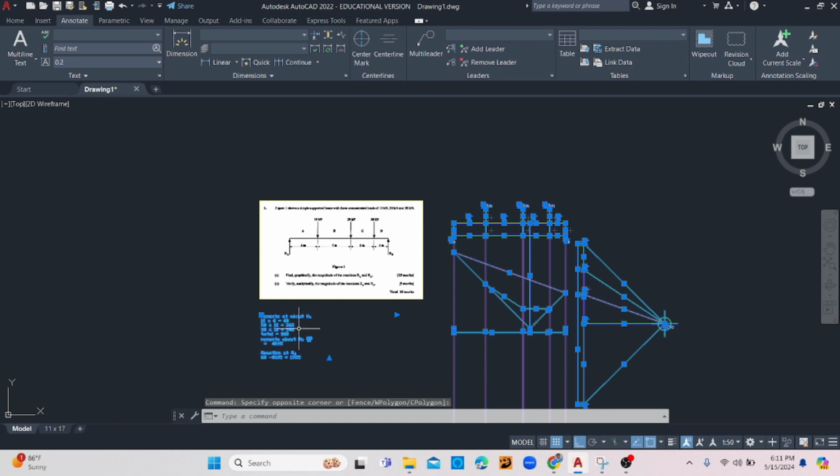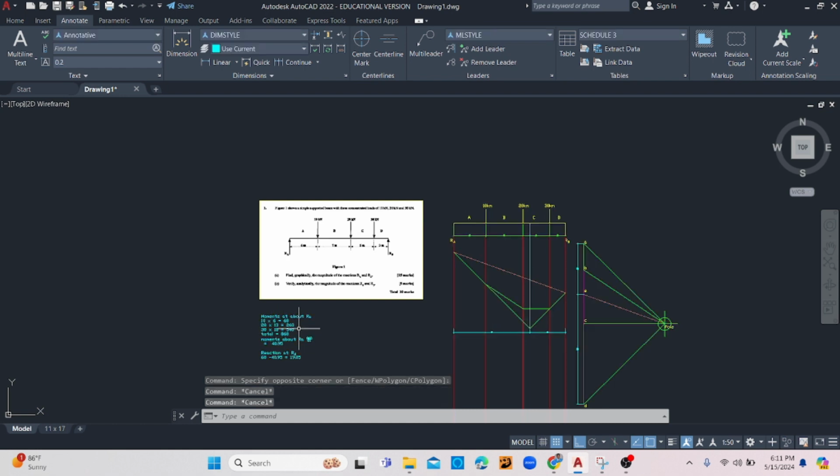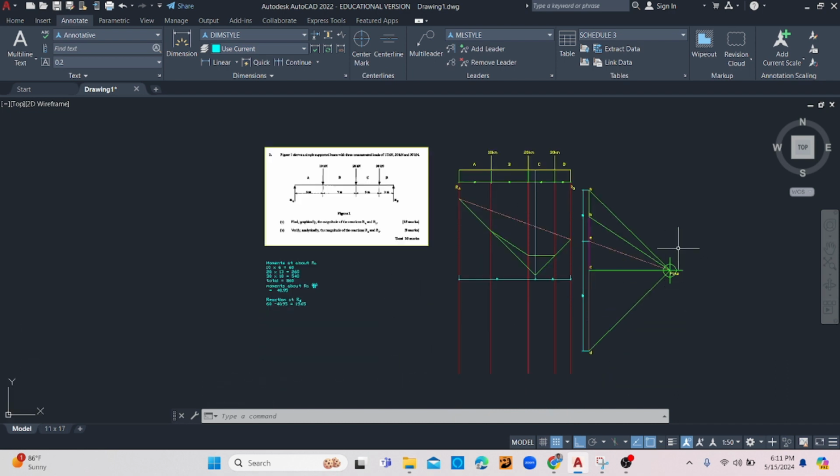Yeah. So for the graphical method, you have to put a dimension. Wait, what's that name again? That symbol to the right, this part here. This is the polar polygon. So do you have to dimension it? No, not really. But you can.